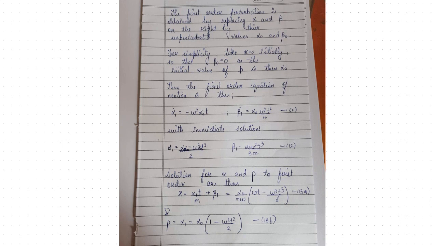Replace alpha 1 by this quantity and beta 1 by this quantity. Finally, you will get the value of x, and the value of p is alpha 1, which is alpha naught times 1 minus omega square t square upon 2. So alpha 1 and beta 1 are the values in case of perturbation, and the solution for x and p to the first order is given by this. Here you have found x, the position coordinate, and here the value of the momentum p.